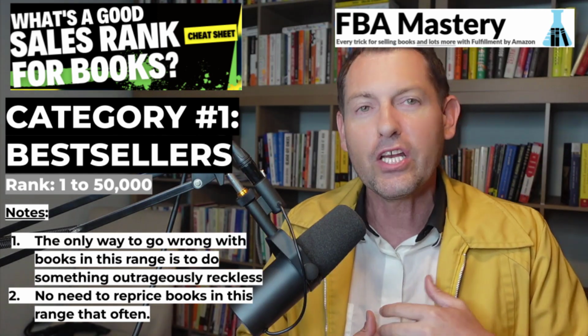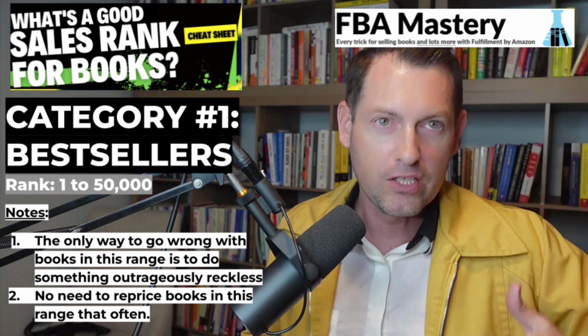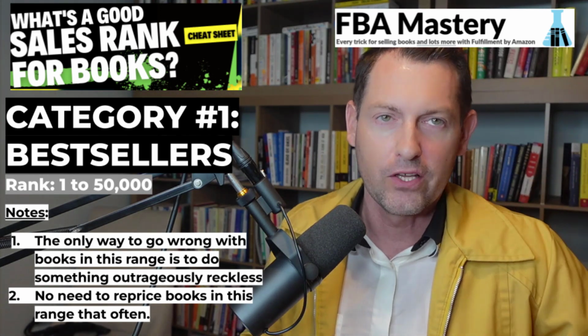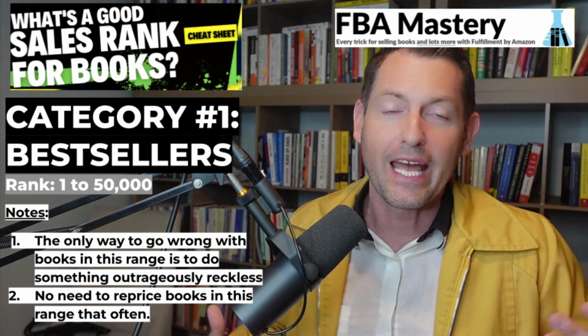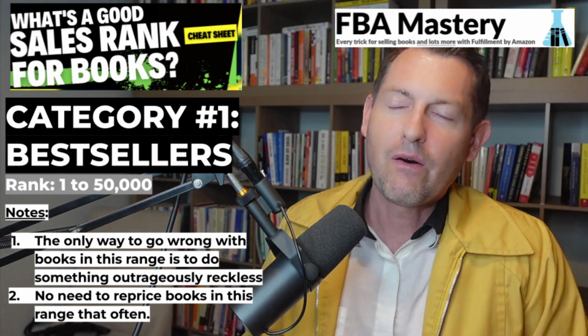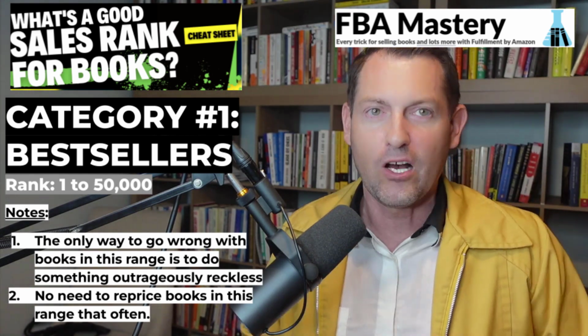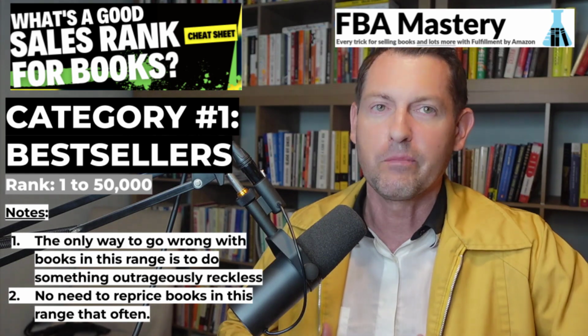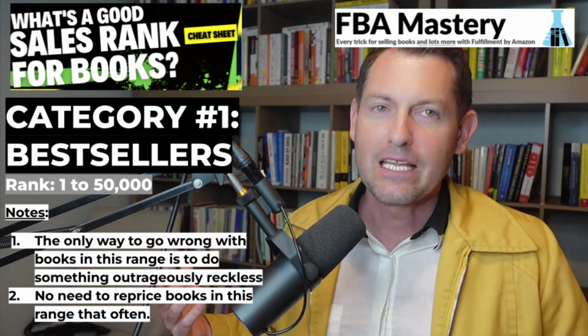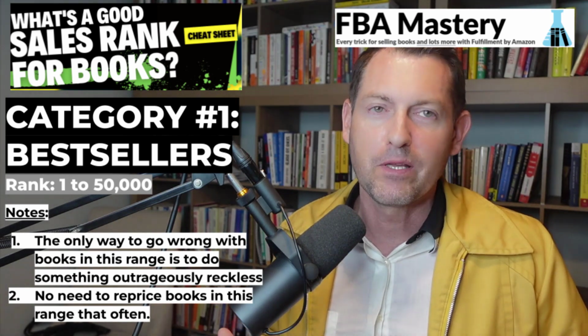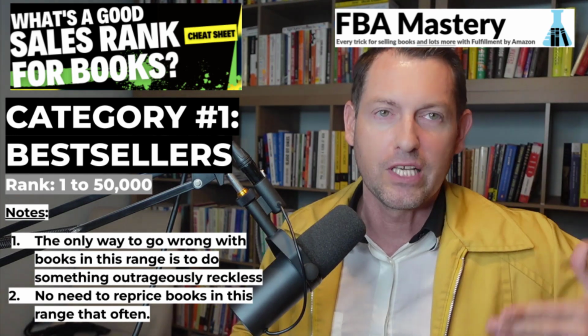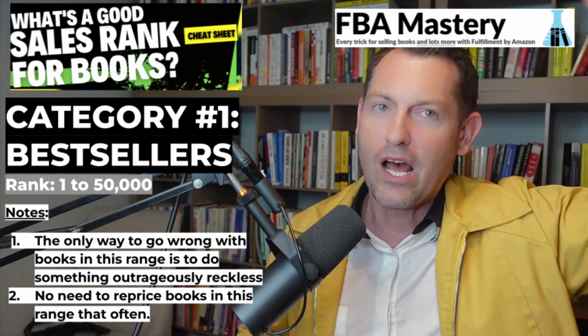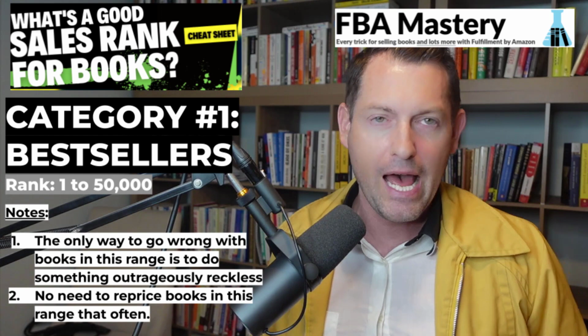Number 2, there's really no need to reprice books in this sales rank strata that often. They're going to sell no matter how you price them. Again, as long as it's priced below Amazon. Now, I don't want to say always going to sell no matter how you price them. Of course, there could be so many competing offers that theoretically you can never sell at a certain price. But the bottom line is you don't really need to reprice books in this strata that often. The price going up and down, up and down, up and down like dozens of times a day.